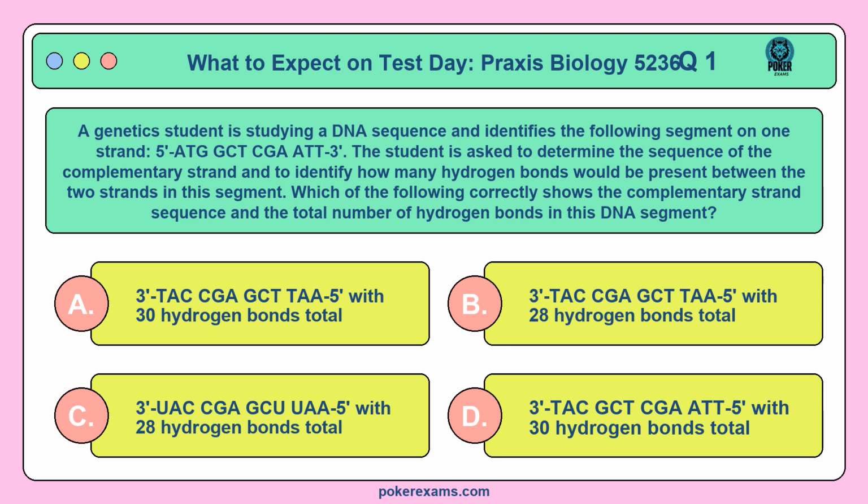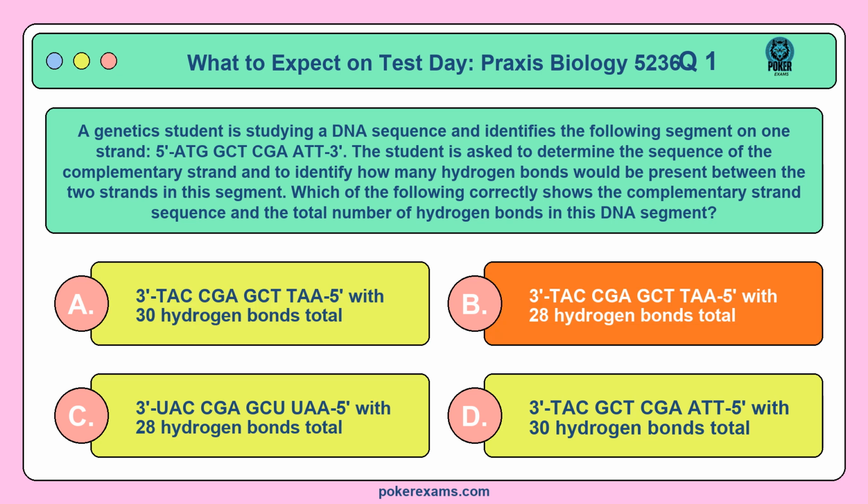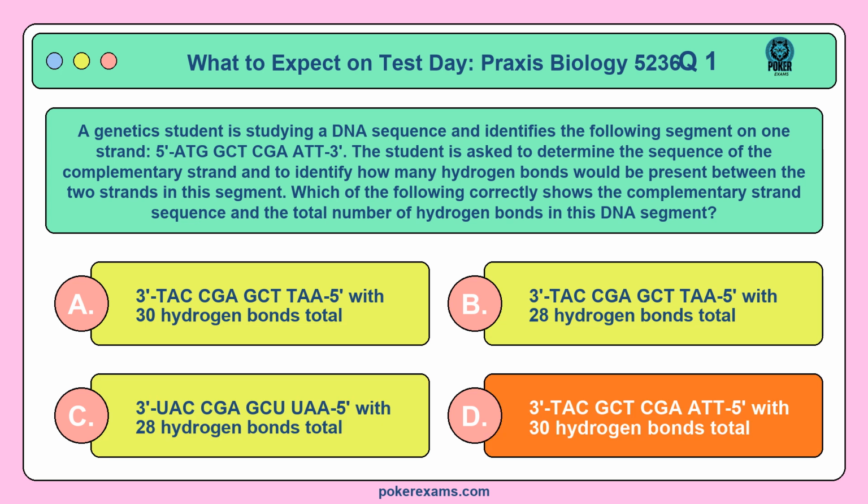Which of the following correctly shows the complementary strand sequence and the total number of hydrogen bonds in this DNA segment? Is it Option A, 3' TAC-CGA-GCT-TAA 5', with 30 hydrogen bonds total? B, 3' TAC-CGA-GCT-TAA 5', with 28 hydrogen bonds total? C, 3' CGGCA 5', with 28 hydrogen bonds total? Or D, 3' TAC-GCDE 5', with 30 hydrogen bonds total?